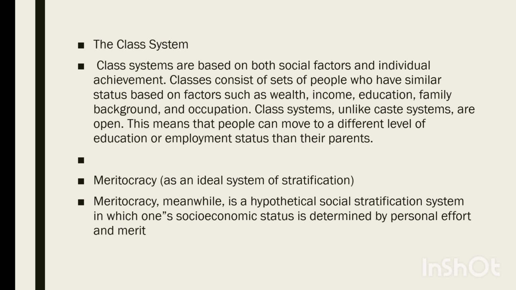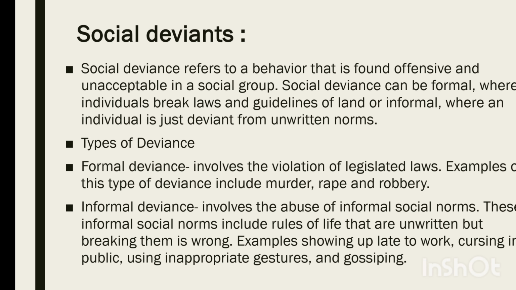Moving to the next topic, social deviance. A behavior that is found offensive and unacceptable in a social group is called social deviance. Social deviance can be formal, where an individual breaks the laws, and it can be informal, where an individual just deviates from the unwritten norms of the society.